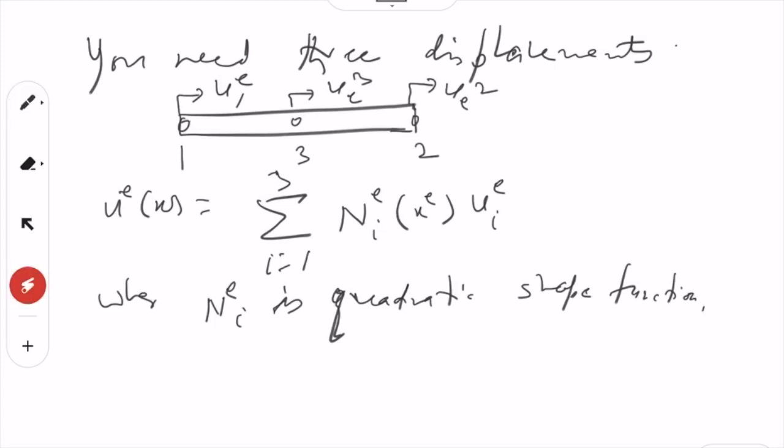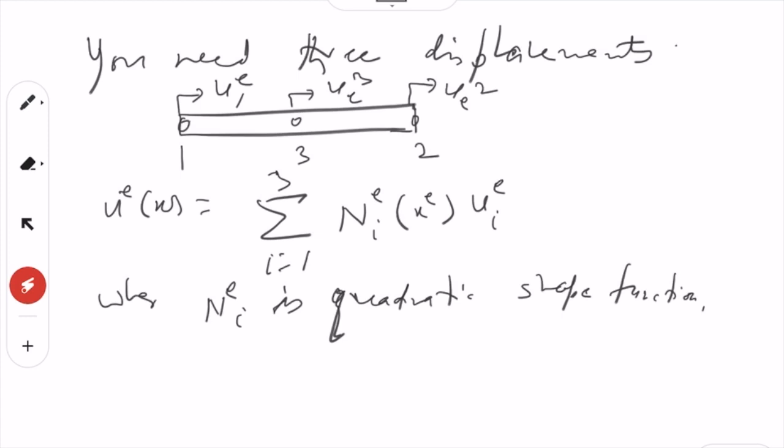Only thing is we have to find out how this will look. If we had only 2, N1 looked like 1 here, 0 here, linearly changing to 0, and N2 looked like 0 varying to 1. How does this look now? Then we have to work it out. How to work it out? Work it out like this.